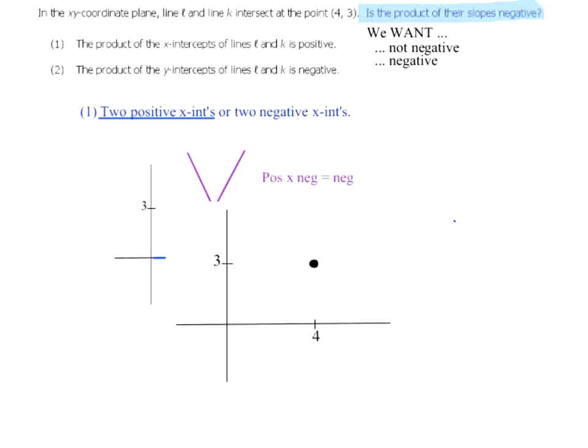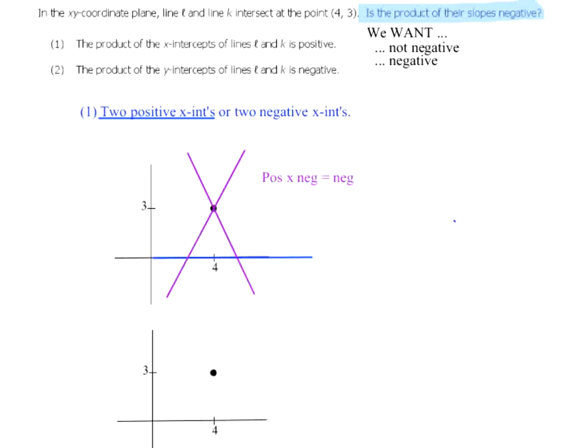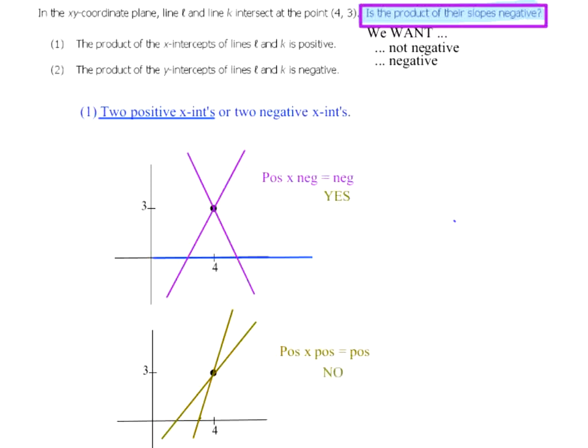But then if we just move the other x-intercept over a little bit, like if we make one line here and another line here, then that's positive times positive. So we got two different answers to this. So is the product of their slopes negative? Could be yes, could be no. So this is not sufficient. Any questions, please type them in the text box. Otherwise, we will move on to the second statement.